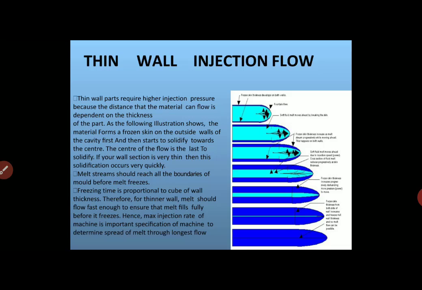The melt stream should reach all the boundaries of the mold before the melt freezes, and the freezing time is proportional to the cube of wall thickness. Therefore, with thinner walls the melt should flow fast enough to ensure that it fills fully before it freezes. Hence, the maximum injection rate of the machine is an important specification to determine the spread of the melt through the longest flow.